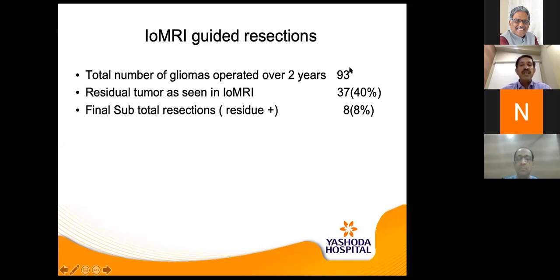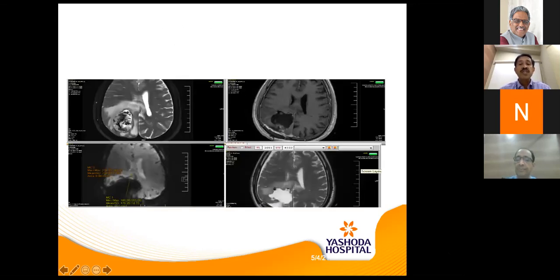In our initial 93 cases, which we had done over 2 years, we realized that of only infiltrating glioma, residual tumors were seen in intraop MRI in more than 40% of cases. And final subtotal resection of the residue left behind was only 8%. So in 92% of the cases, we were able to achieve gross total resection.